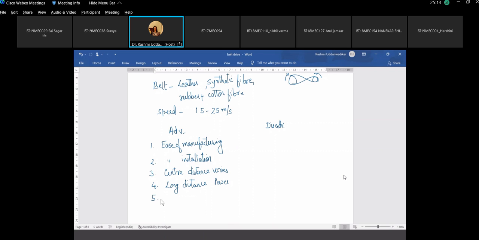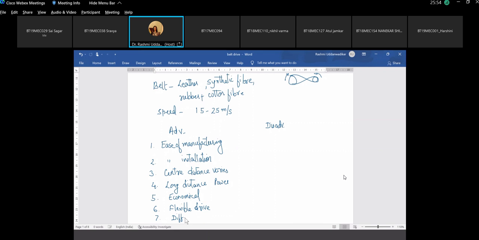Another advantage, yes, this is economical, cost effective. What else? This is a flexible drive as against gear drives, which are rigid drives. This is flexible. You can work with different speeds.